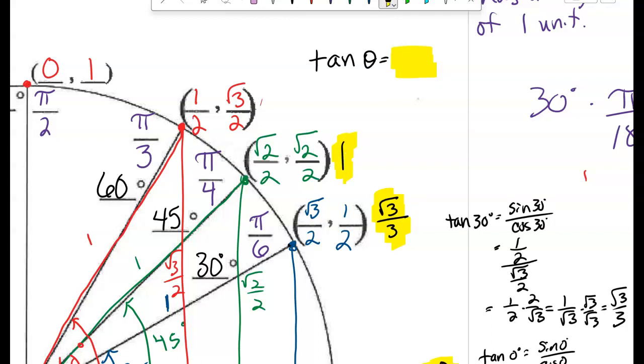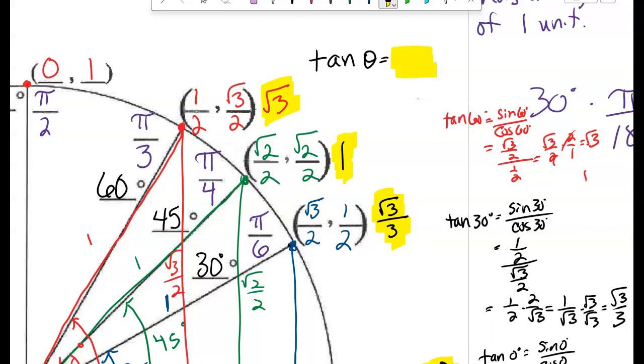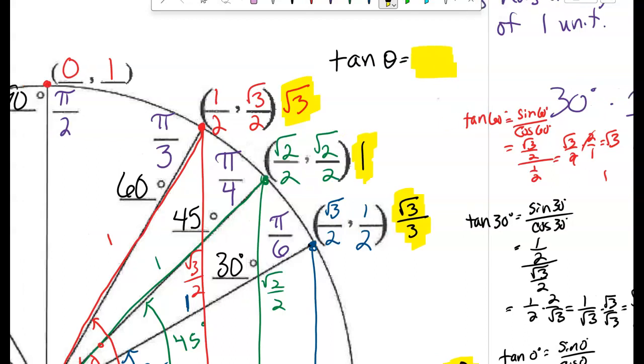How do I do the next one here? That's the tangent of 60, which means that's really the sine of 60 over what? Cosine of 60. So root 3 over 2 divided by 1 half. Oh, look, that's root 3 over 2 times 2 over 1. That's just root 3. All right. Root 3.